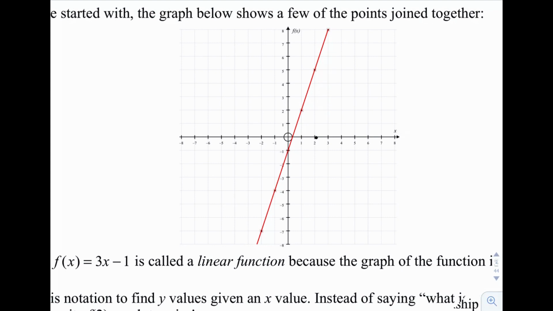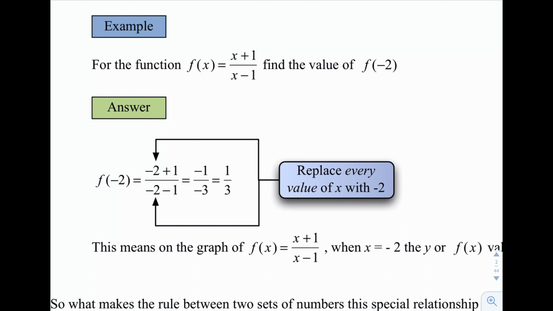In fact, it's a linear function. So just to give you an idea of the notation, there's a function there, and we want to find the value f of minus 2, which means what's the value of this function when x is minus 2. This is an x value here, right? When we say f of minus 2, that minus 2 is an x value. So we just substitute negative 2 wherever we see x in the equation. And we do that and we get 1/3.